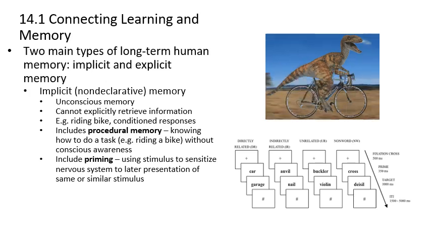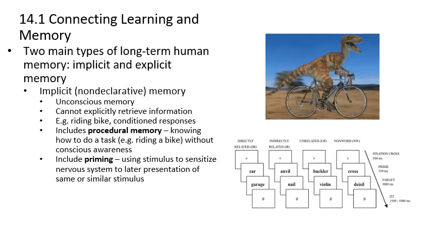Procedural memory is a specific type of implicit memory, which is knowing how to do a task without having conscious awareness. So the classic example is riding a bike. If you know how to ride a bike, you can't actually describe to somebody what you do to ride a bike, but you know how to do it.